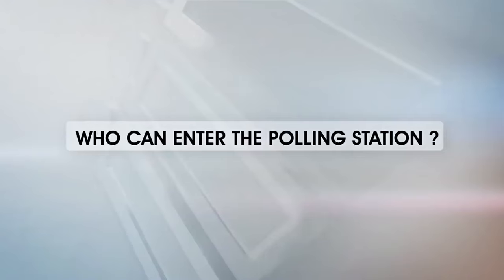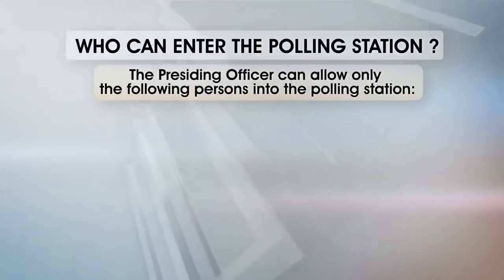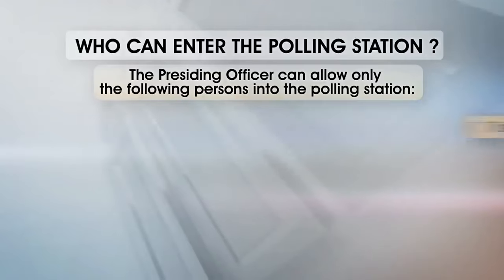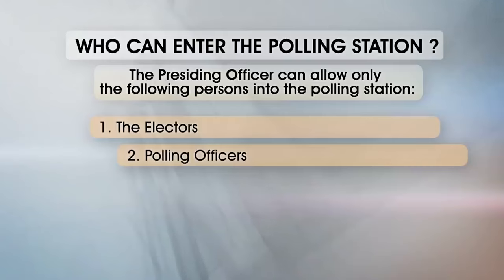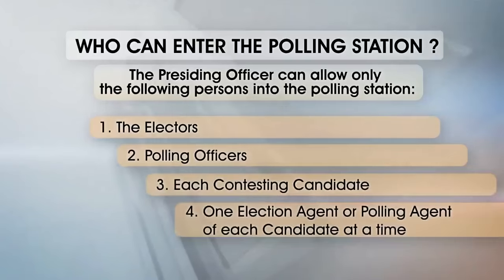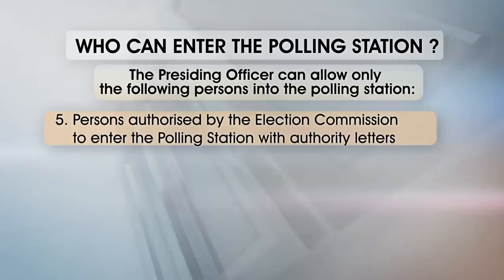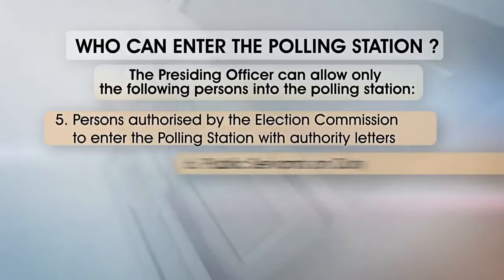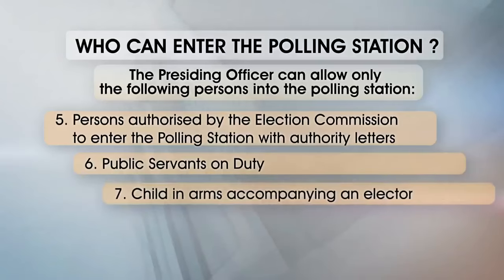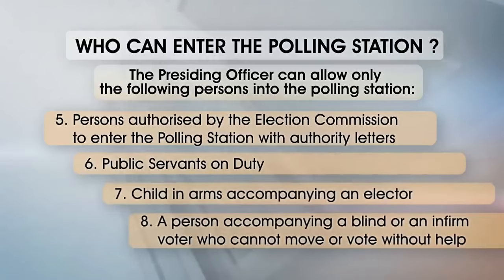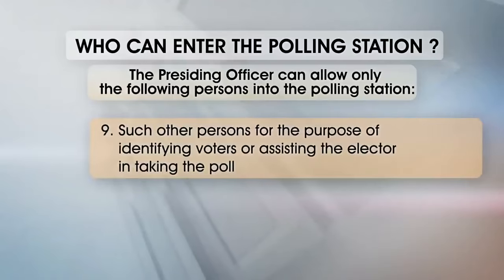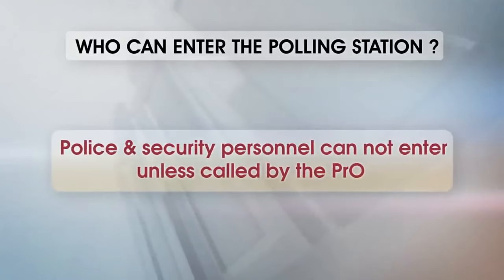Who can enter the polling station? The presiding officer can allow only the following persons into the polling station: the electors, polling officers, each contesting candidate, one election agent or polling agent of each candidate at a time, persons authorized by the Election Commission to enter the polling station with authority letters, public servants on duty, child in arms accompanying an elector, a person accompanying a blind or an infirm voter who cannot move or vote without help. Such are the persons for the purpose of identifying voters or assisting the elector in taking the poll. Police and security personnel cannot enter unless called by the PRO.